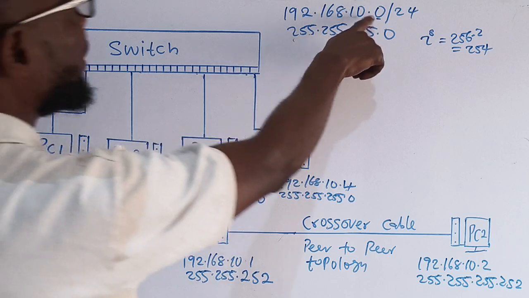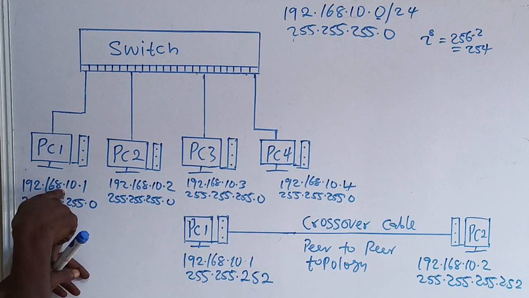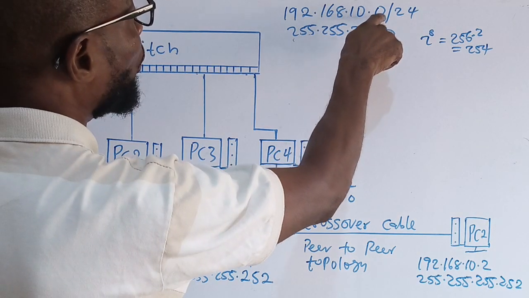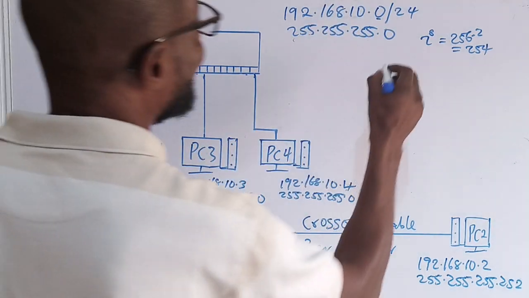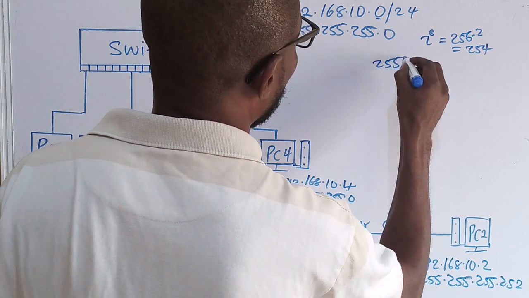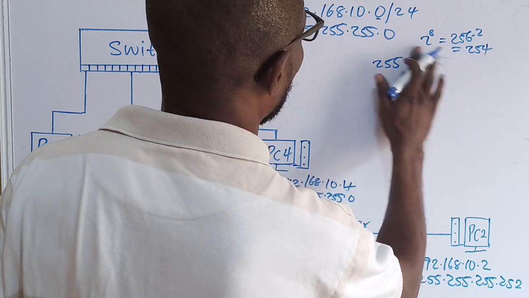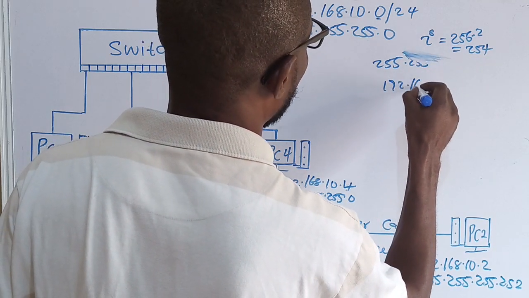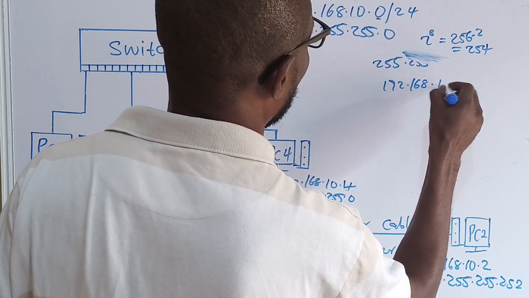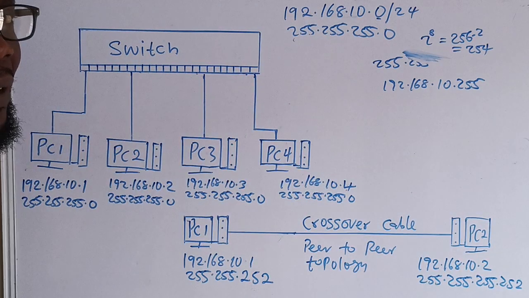Now from this IP, I've assigned this number 1. I cannot assign this 0 because this 0 is the network address, and I cannot assign the broadcast address. This is the broadcast address, 192.168.10.255. You can't assign it.